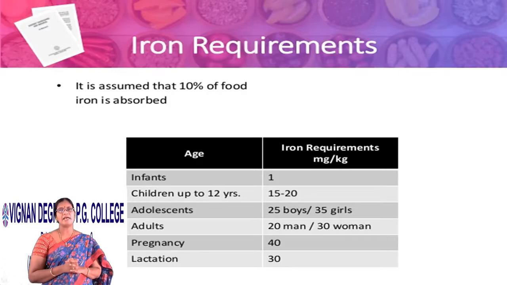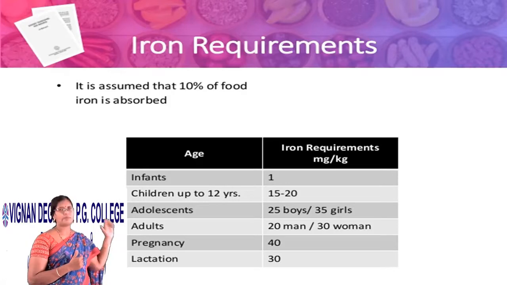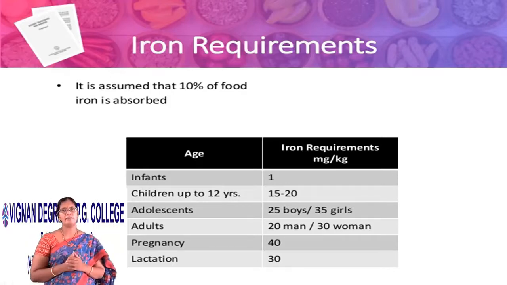And the adult man requires 20 milligrams per kg body weight, and the adult female requires 30 milligrams per kg body weight. And again here, the pregnant lady requires more iron, that is 40 milligrams per kg body weight. A lactating mother or lactating woman requires 30 milligrams per kg body weight. So this is about the iron requirement for different categories of people.